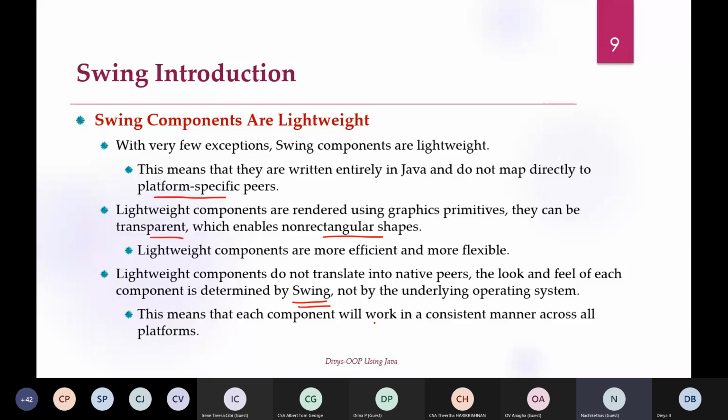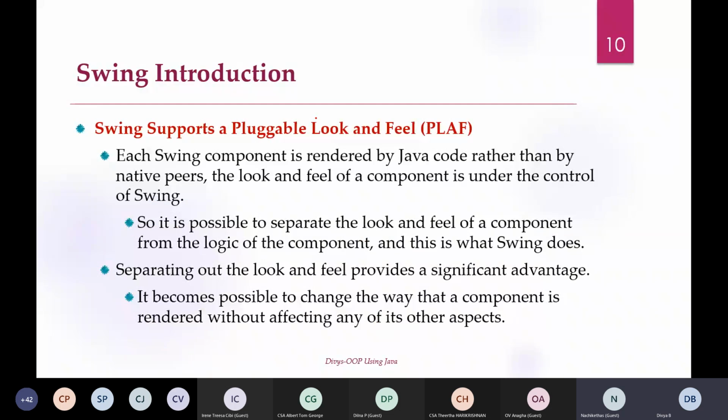The second feature is that it has a pluggable look and feel. So remember this, PLAF, if they ask, it is pluggable look and feel. Each Swing component is rendered by Java code rather than by the native peers, and the look and feel of the component is fully under the control of Swing itself. So it is possible to separate the look and feel of a component from the logic of the component, and that is exactly what Swing does. It has certain advantages: it would be possible to change the way that a component is rendered without affecting any of its other aspects.